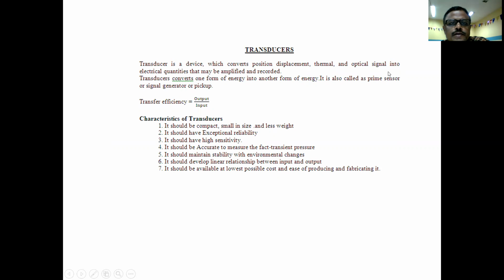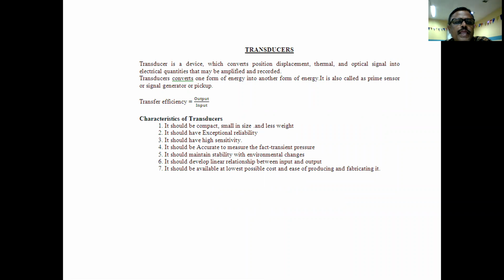It's a device which converts one type of variable into electrical quantities. The variables can be position, displacement, or thermal variable, optical signals. So all these can be converted into electrical quantities. Once they are converted into electrical quantities, they can be amplified and they can be recorded.